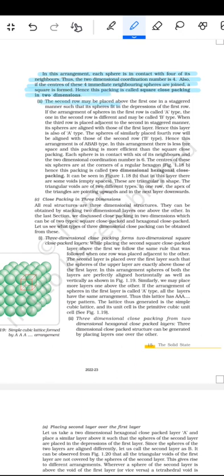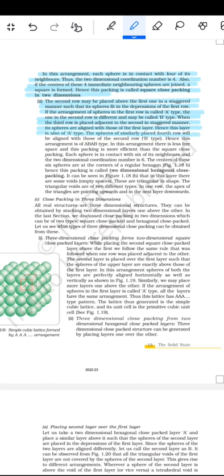Next, the second row may be placed above the first one in a staggered manner, such that its spheres fit in the depression of the first row. If the arrangement of the spheres in the first row is called the A type, the one in the second row is different and may be called the B type. When the third row is placed adjacent to the second in the staggered manner, its spheres are aligned with those of the first layer, hence this layer is also of the A type.